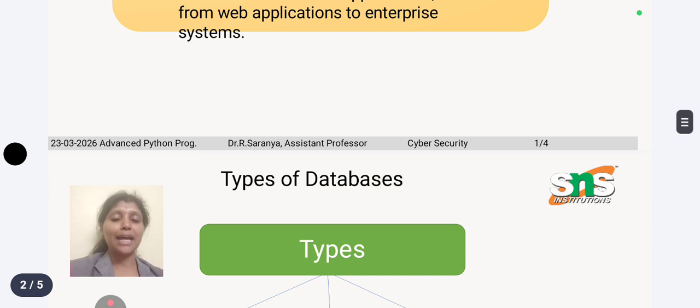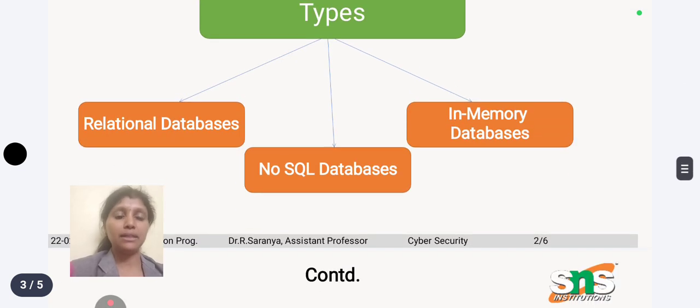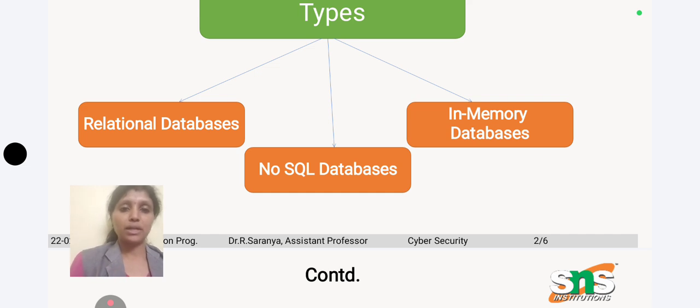Now let us see the types of databases. In databases we have three important types: relational databases, NoSQL databases, and in-memory databases. Nowadays we frequently use NoSQL databases, but we all know very well about relational databases. The DBMS, database management system, or nowadays additionally we call it a relational database management system.